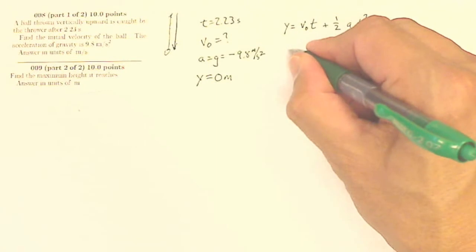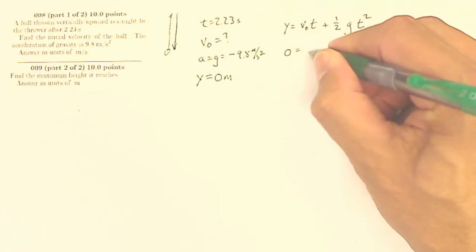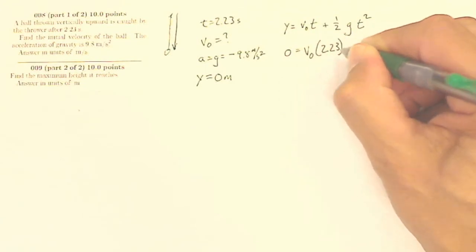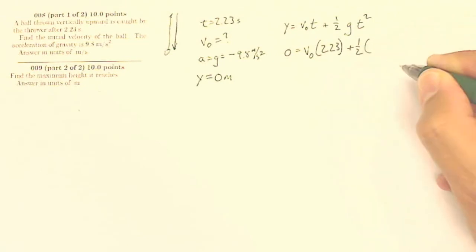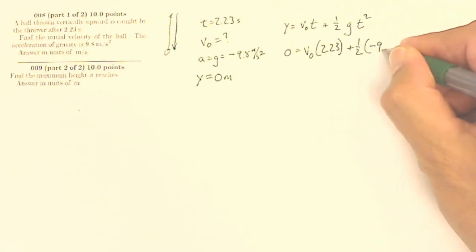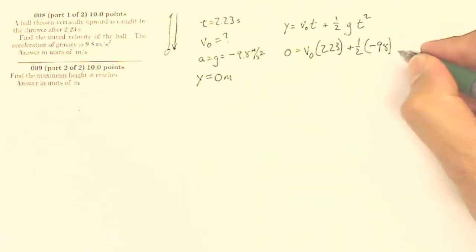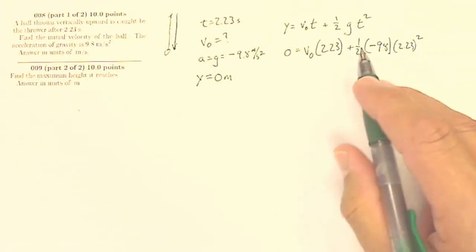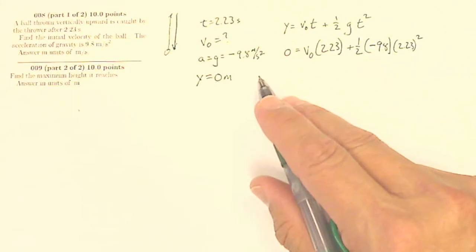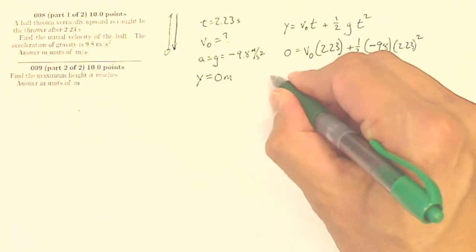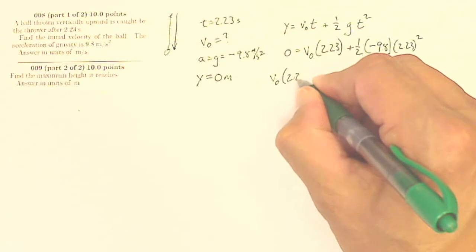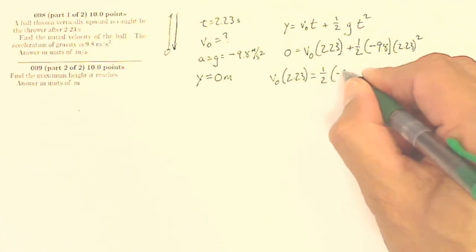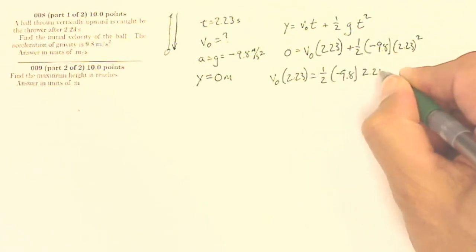So my displacement is 0. It is my initial velocity, which I'm looking for, times time of 2.23 seconds, plus 1/2 of my acceleration, which is negative 9.8, times my time squared, which is 2.23 squared. So this is going to be negative. If I do this math and pull this over to the other side, I can rearrange this and say my initial velocity times 2.23 equals 1/2 of negative 9.8 times 2.23 squared.